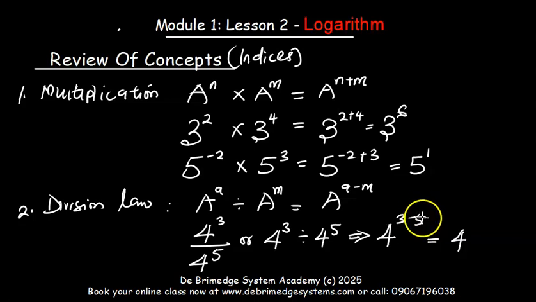Whenever a bigger number is subtracted from a smaller number, the answer is always negative. So 3 minus 5 is minus 2, whereas 5 minus 3 is 2. So the final answer to this question is 4 to the power of minus 2. That's all about the division law.